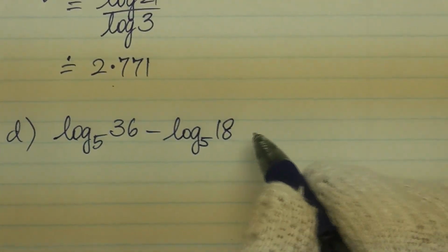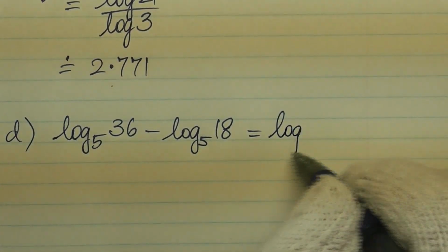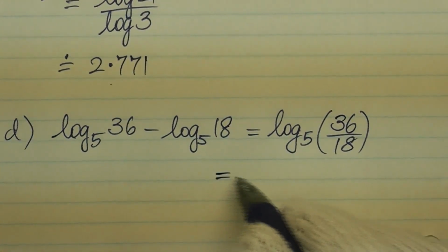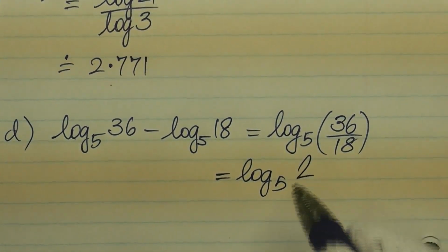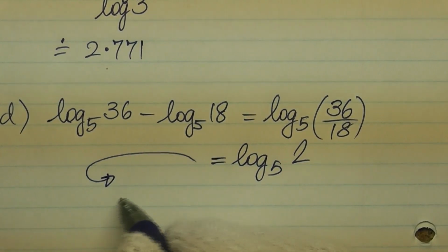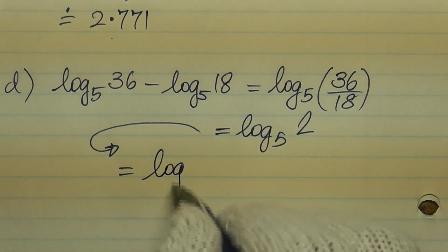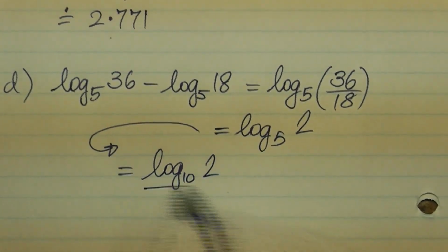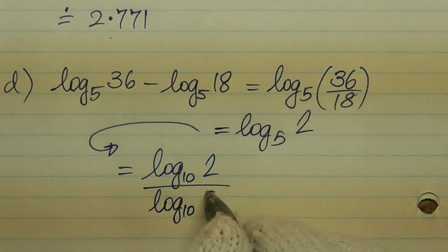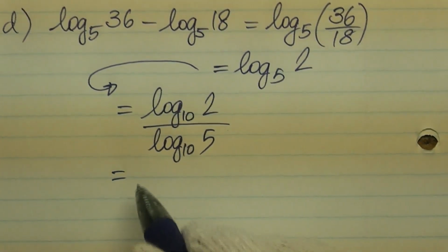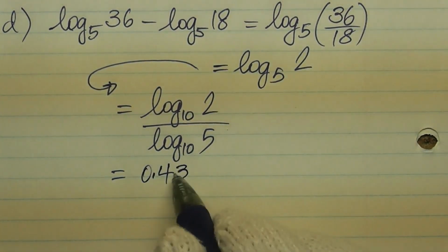So log base 5 of 36 minus log base 5 of 18 is going to be log base 5 of 36 divided by 18, which is the same as log base 5 of 2. And to evaluate that, again, you can use your change of base formula. Log base 5 of 2 is the same as log base 10 of 2 divided by log base 10 of 5. On your trusty calculator, that is going to give us 0.431.